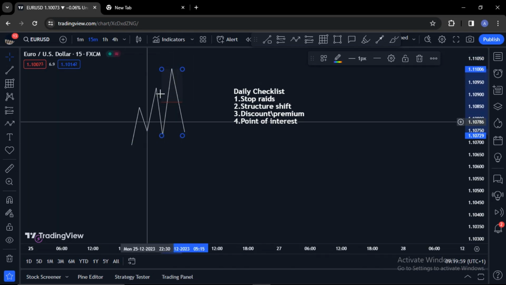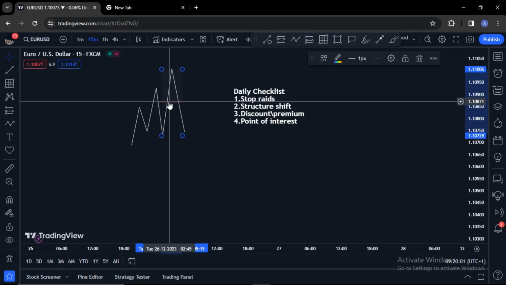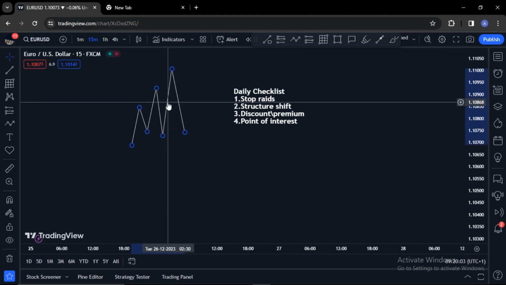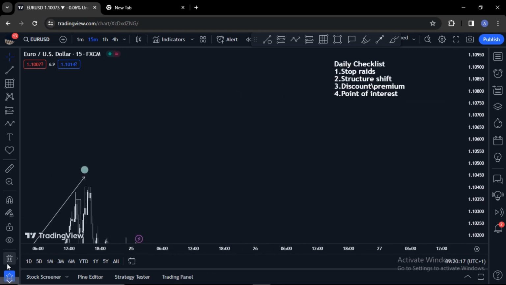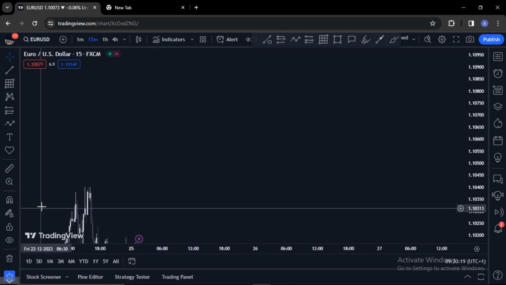That's what I'm trying to explain. So this is my daily checklist: stop rate, market structure shift, make sure price is within the discounted or premium level, and look for a point of interest within that zone. So I'm going to delete everything and let's work with that as we see.